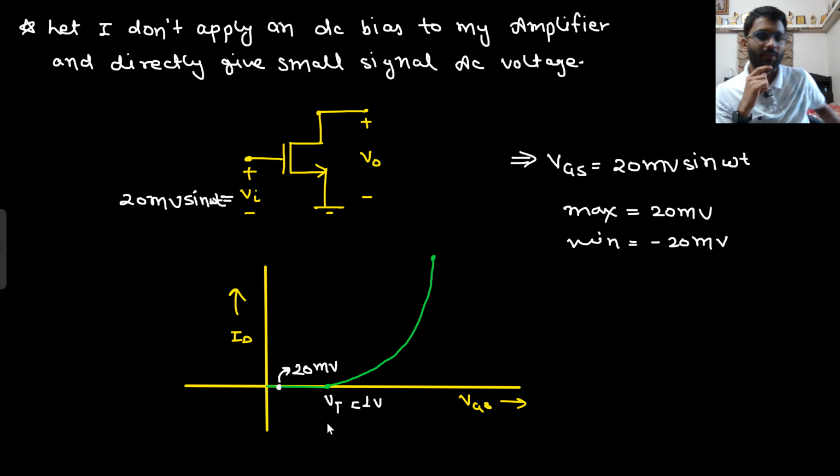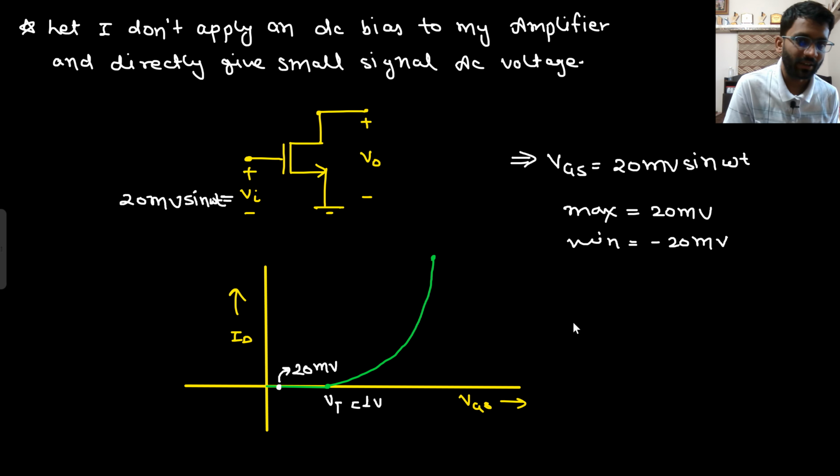Tell me, will the transistor turn on? Your VGS value is so small that the transistor is not even turning on. That's why you need to give the DC bias. Are you getting this point?